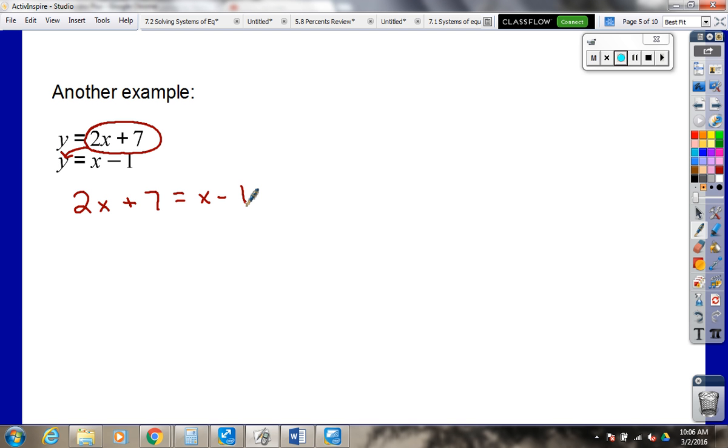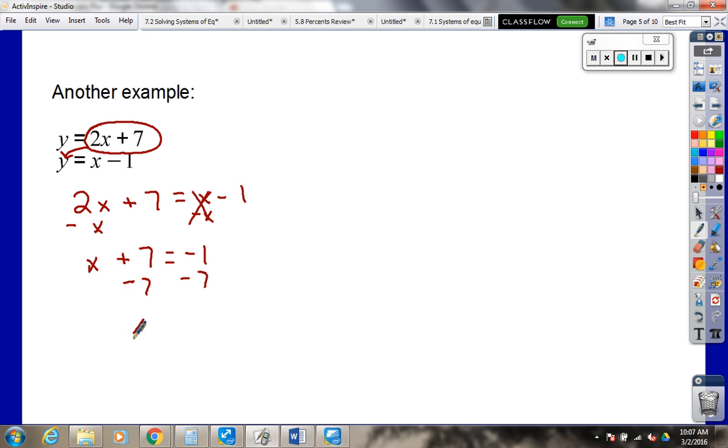Okay, now we have to solve this equation. What do I do to solve it? Well, I have all x's. Good. Put all my x's on one side, all my numbers on the other side. So I like to put my x's on the left, so I'm going to subtract this x on the right from both sides. 2x minus x is just x plus 7 equals, these x's go away, and I have negative 1. Now what do I do? Subtract 7. Good.